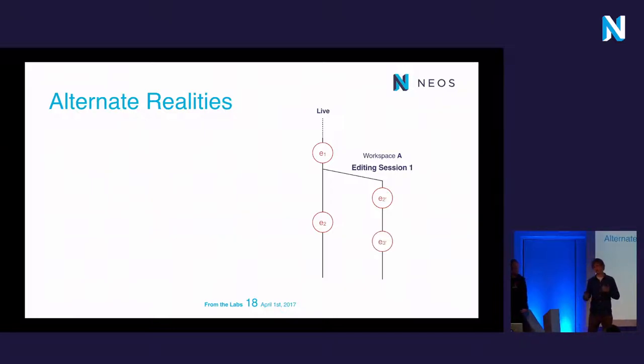And then something else happens in that editing session in the content. And now a second workspace editing session starts, and there's also some content down there. So that's how the system could look if multiple editors work in different editing sessions and work with the system.